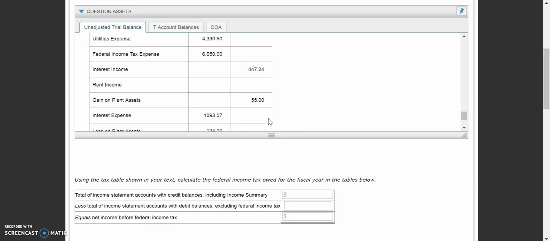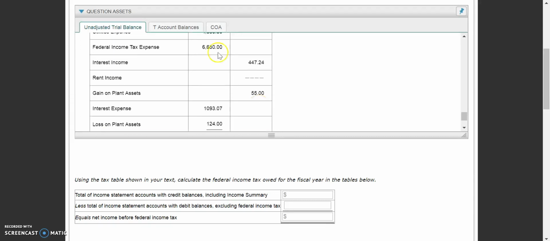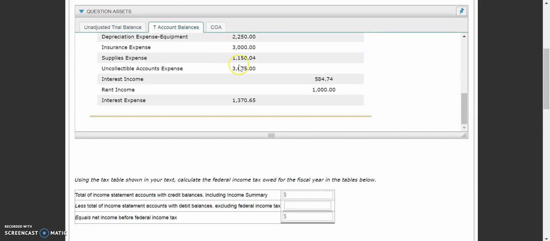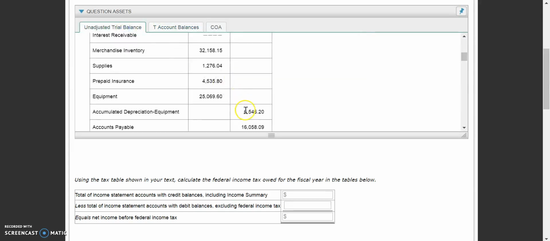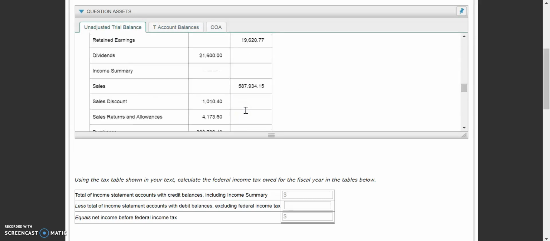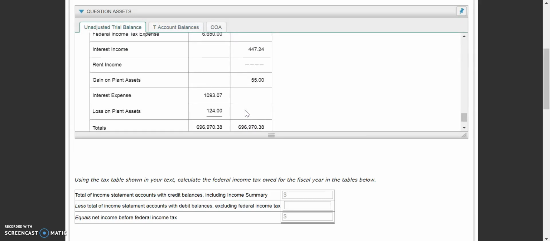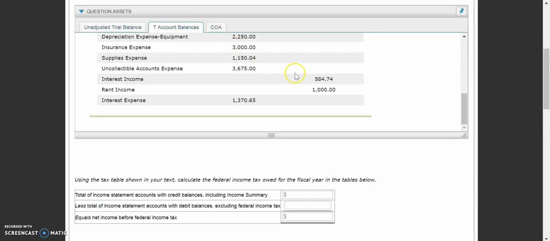Now, let's remember that when we were doing our adjusting entries, we may have had some accounts like interest income that have an updated balance. So we want to use this amount, not the one that's located here on our unadjusted trial balance, because that will give us the incorrect number. So interest income is 447, we don't use. Instead, we use the amount for 584.74.